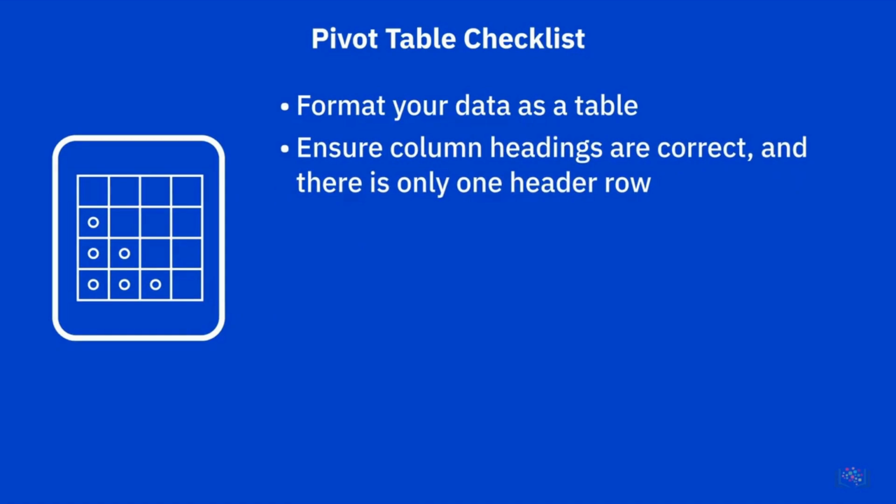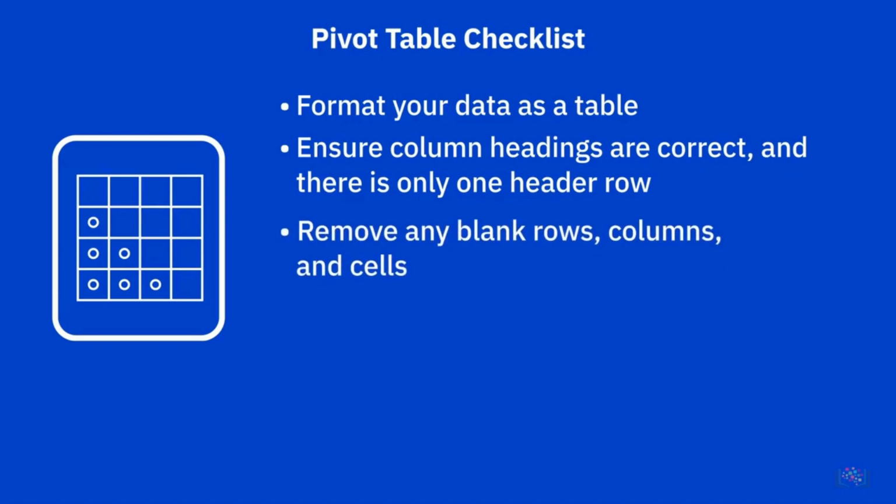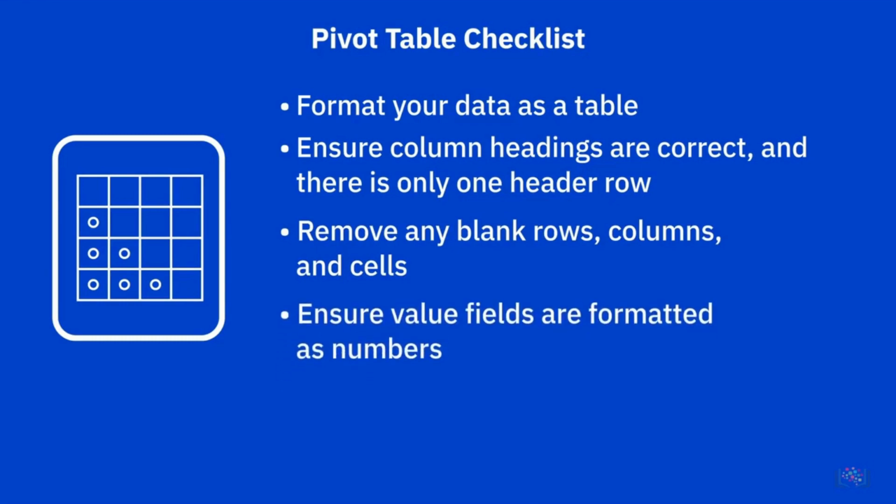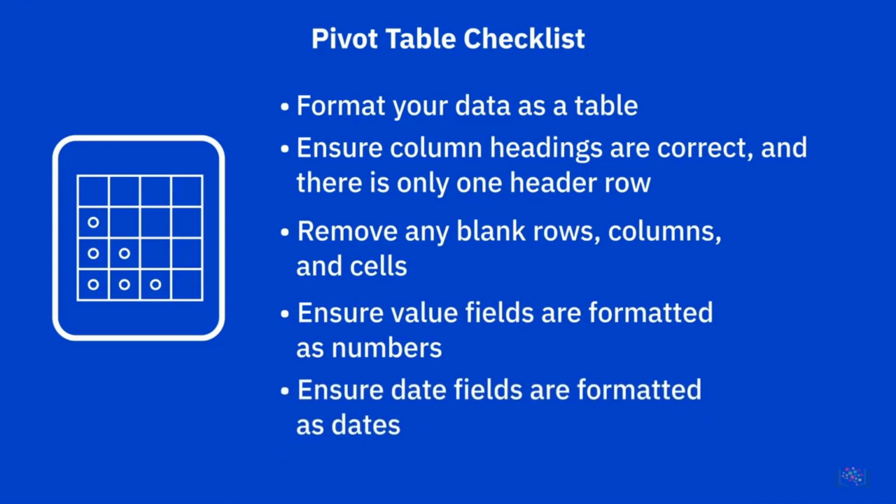Ensure column headings are correct, and there is only one header row, as these column headings become the field names in a pivot table. Remove any blank rows and columns, and try to eliminate blank cells also. Ensure value fields are formatted as numbers and not text. Ensure date fields are formatted as dates and not text.